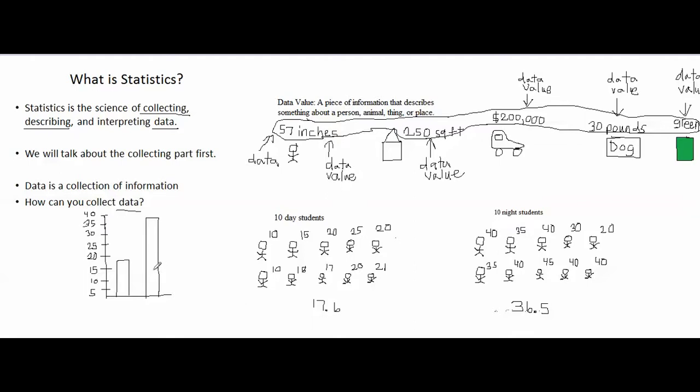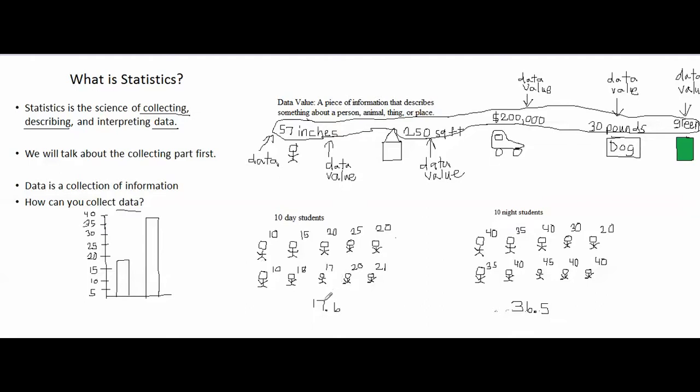So now, what this graph is doing is describing my data set. This graph is describing what message my data is showing. This graph is showing that the 10 night students are working more hours than the 10 day students. And if I look at this graph, then this graph is describing my data set to me. And if I show this graph to someone else, then this graph is describing my data set to that other person.